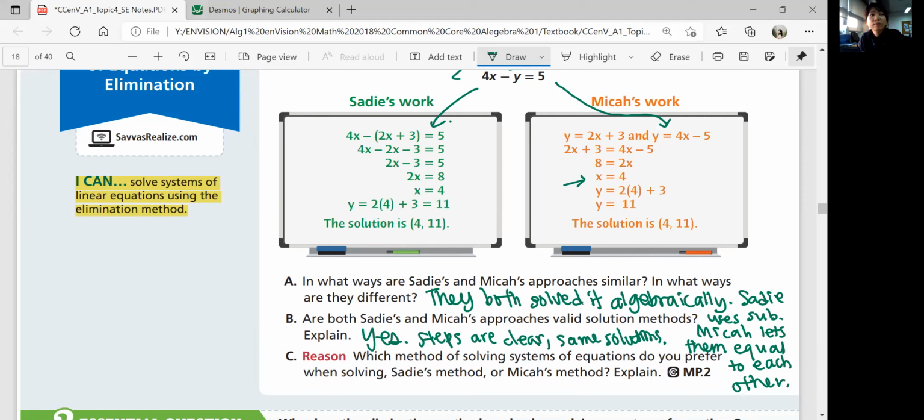Okay. Which method of solving systems of equations do you prefer when solving? Sadie's method or Micah's method? Which one do you prefer? Which one do you think is less work for you? Which one is easier for you?